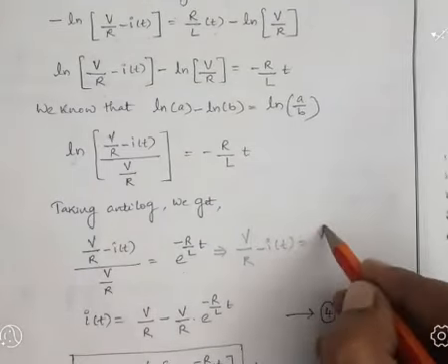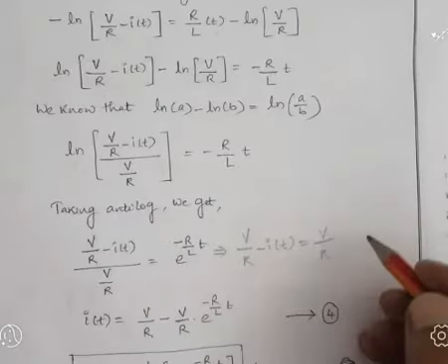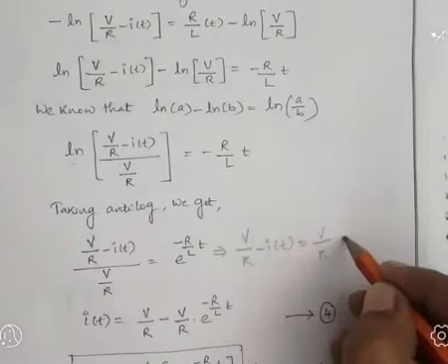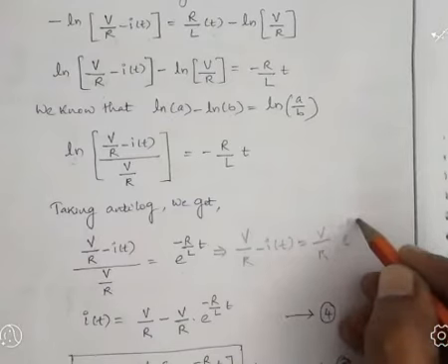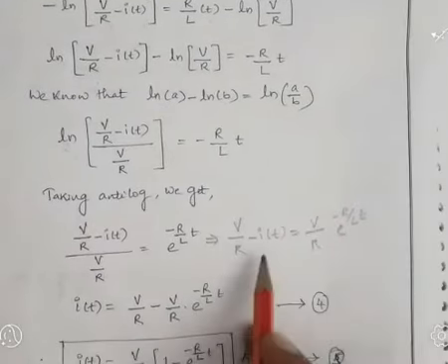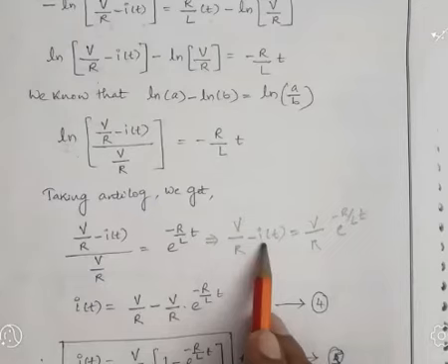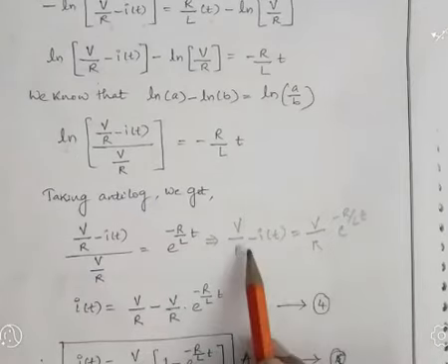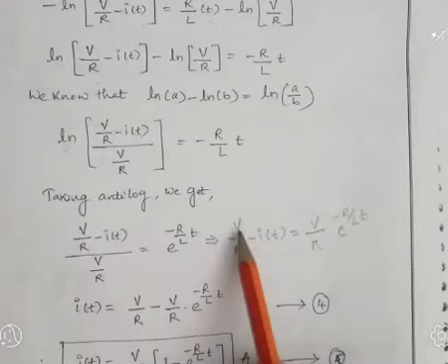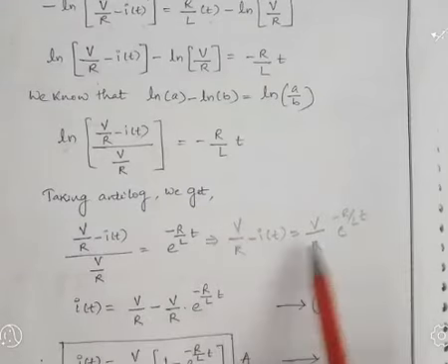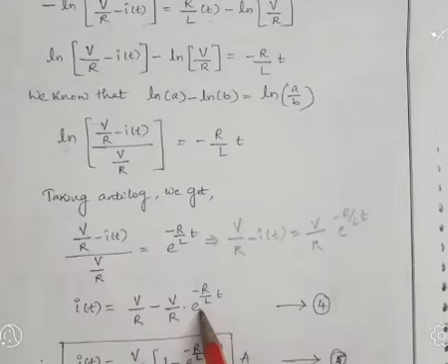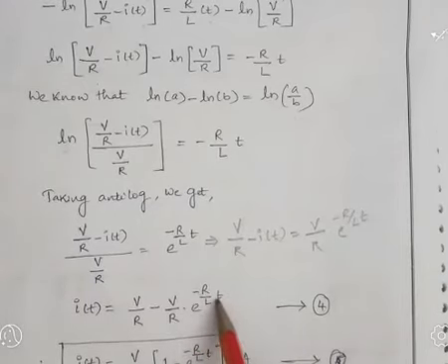V by R, V by R, e to the power minus R by L into t. But we want I of t, correct? So take this I of t towards the RHS and take this term towards the LHS. It becomes V by R minus V by R multiplied by e to the power minus R by L into t, equal to I of t.